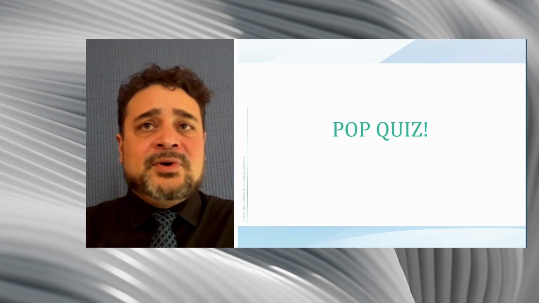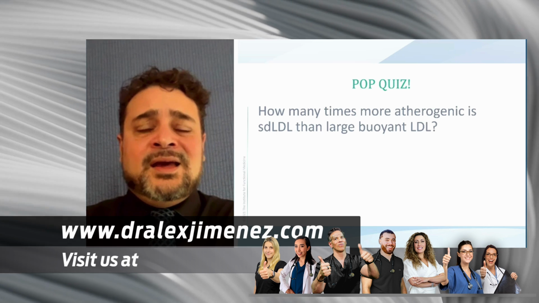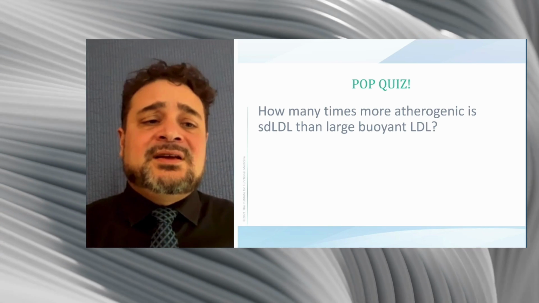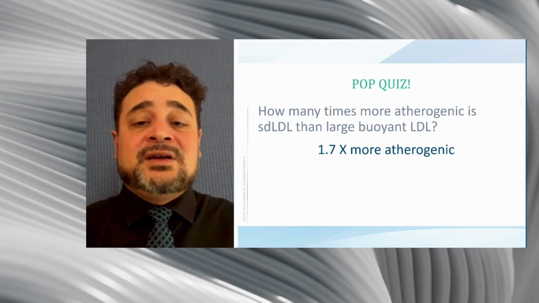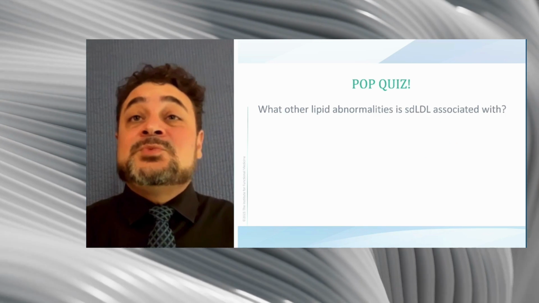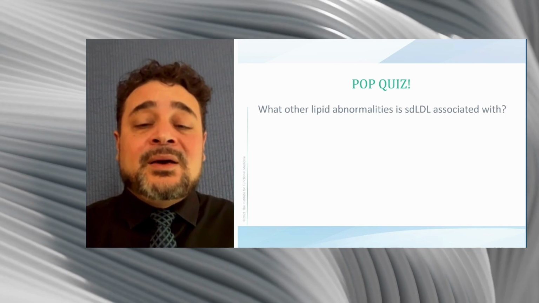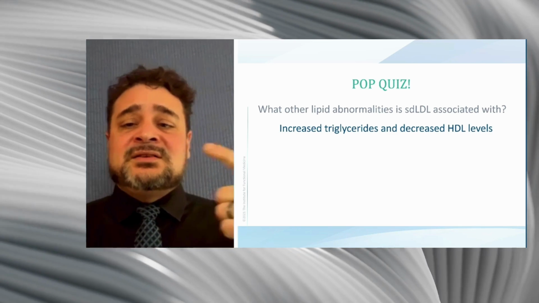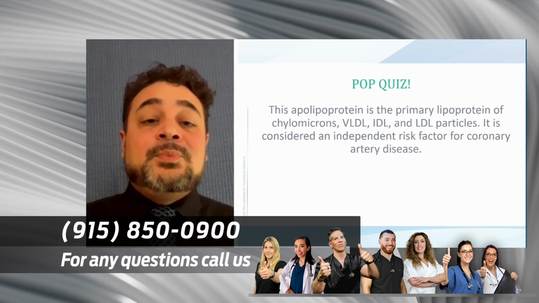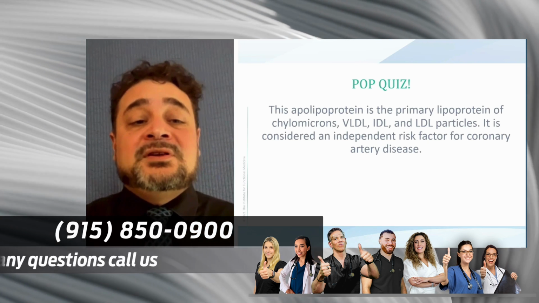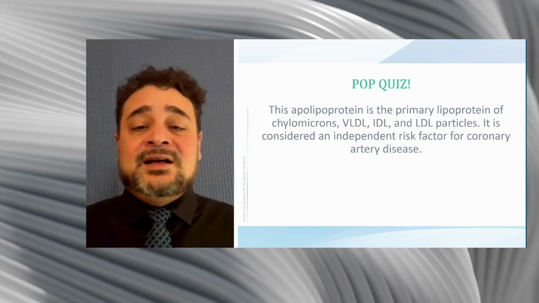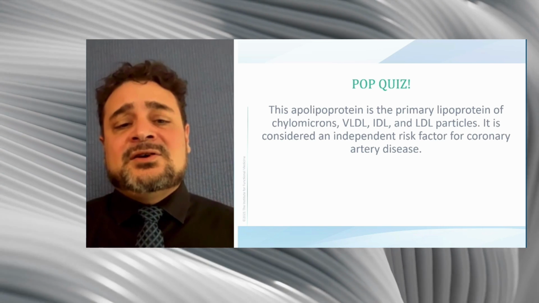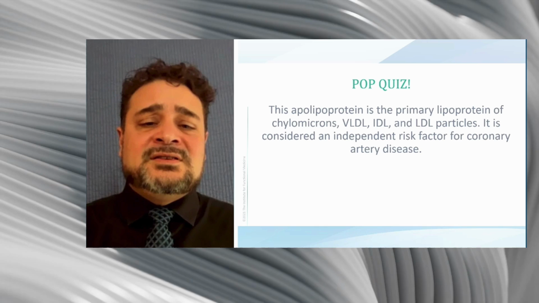And a quick pop quiz. This is rapid fire. Get ready to answer in your chat box if you're fast enough. How many times more atherogenic is small density LDL than large buoyant LDL? 1.7 times more atherogenic. What other lipid abnormalities is small density LDL associated with? Increased triglycerides, decreased HDL. This apolipoprotein is the primary lipoprotein of chylomicrons, VLDL, IDL, LDL particles as well.